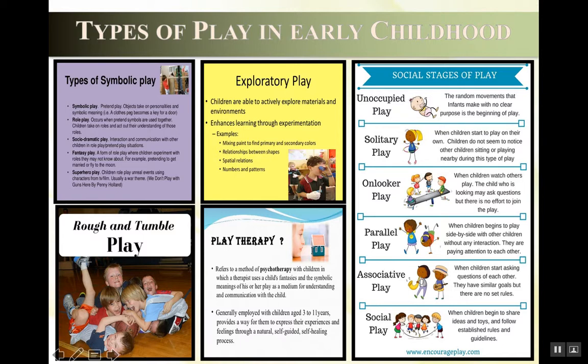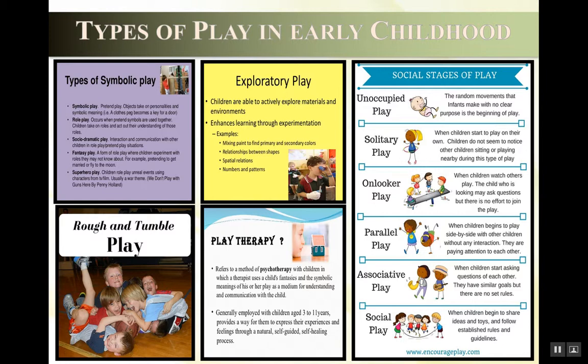So there's lots of types of play in early childhood. So symbolic play, exploratory play, rough and tumble play, and then unoccupied, solitary, onlooker, parallel, associative, and social play. All of these are very, very prominent. So symbolic play is when they pretend. And you can pretend through role play, fantasy, superhero, all these different types of play. But it's where they use their imagination and they apply things that they see in their world or they read about or they fantasize about.